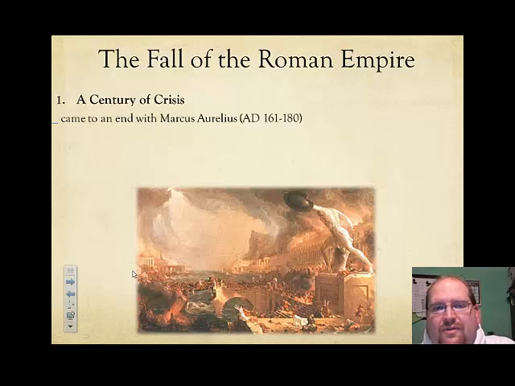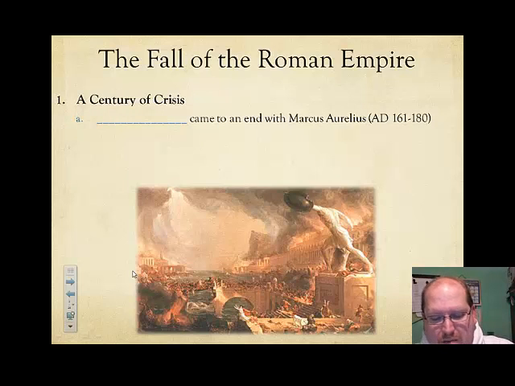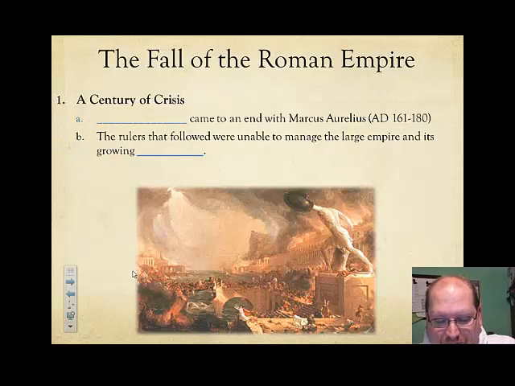A century of crisis. Pax Romana came to an end with Marcus Aurelius, who reigned between 161 AD and 180 AD. So basically 19 years he had power. The rulers that followed were unable to manage the large empire and its growing problems. As with a lot of countries, including the United States, I believe, the bigger it gets, the harder it is to control. And that's exactly what was happening during Rome's time.